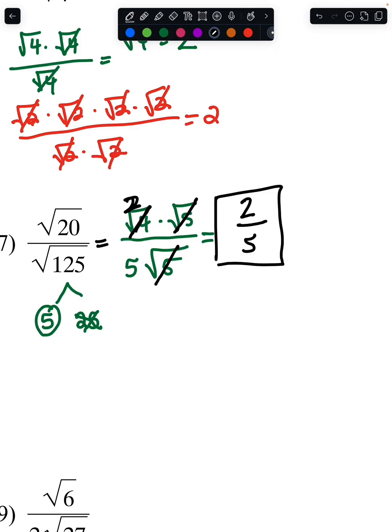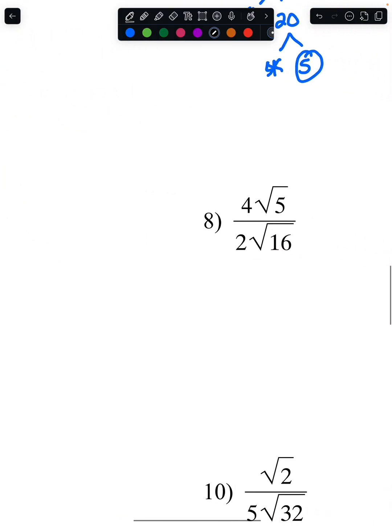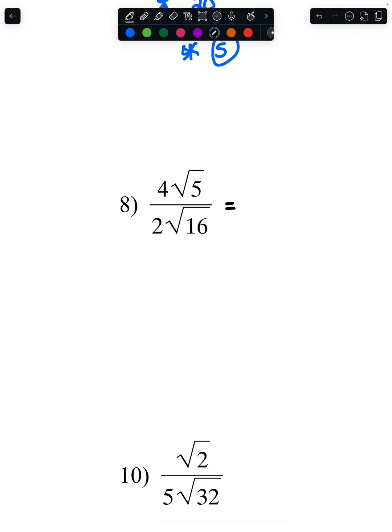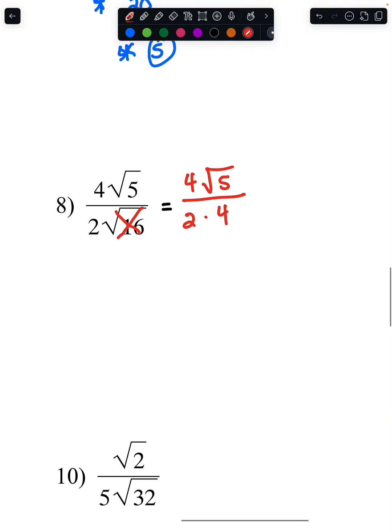Okay. Let's keep going. Oh, we got numbers in front this time. Okay. We can deal with that. So I got 4 square root of 5. And this ends up becoming 2 times the square root of 16. Well, square root of 16 happens to be 4. Which leaves me with 4 square root of 5 over 8.